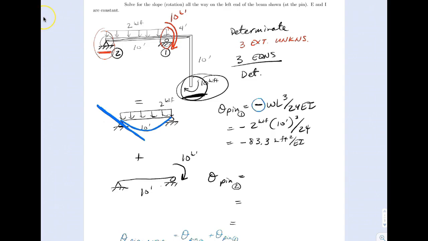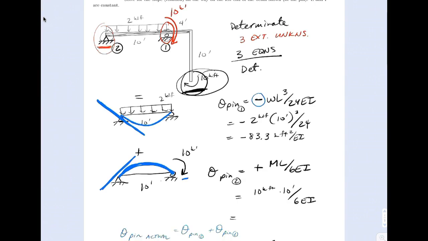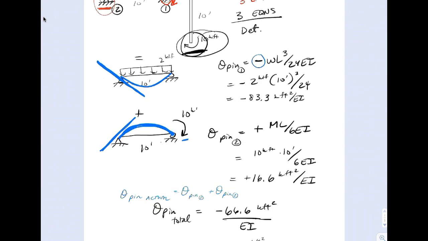Over on structure 2, we have a simply supported beam with an applied moment at one end. It's going to cause our beam to have a negative moment, or an unhappy face. If we cranked moment into the right end, we would end up with a slope at the left end that would be positive, and that's why we're going to choose plus ML over 6EI. We plug in our values: L is 10, and the moment is 10 kip-feet, over 6EI.